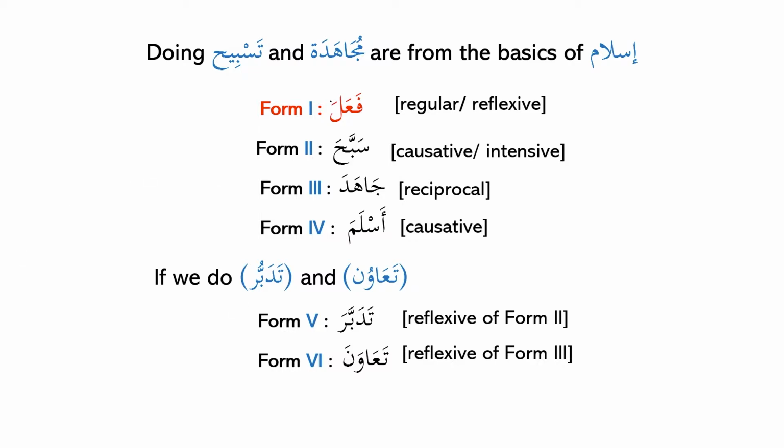So doing tasbih and mujahada are from the basics of Islam, as we did that. So fa'ala, sabbaha, jahada, and aslama. If we do tadabbur and ta'awan, from number 5 is tadabbara and ta'awana. So this is how you can memorize, and I'm sure that the first 5 are on your fingertips, starting from the smallest finger. So fa'ala, sabbaha, jahada, aslama, and then we moved on to 5. And what is special about 5? It is from number 5 and it has 5 letters. It's easy to remember, and also it starts with ta, and 6 also starts with ta.